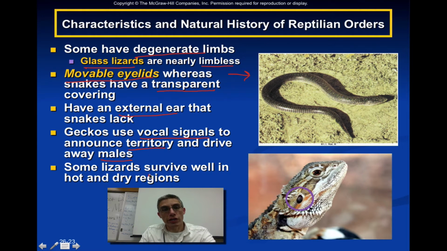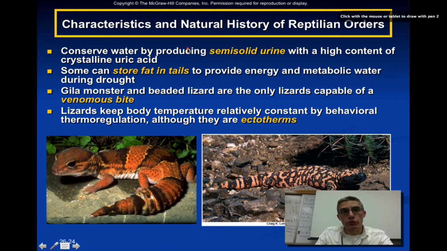Now, because of their various adaptations, some lizards survive extremely well in very hot and very dry regions of this planet. Now, one way these animals are able to survive in these hot and arid regions is that they actually conserve water, and they do this by producing a semi-solid urine. And remember, we had talked about the general characteristics of reptiles, and one of them is that they actually produce a urine that is somewhat semi-solid, and it has a very high content of crystalline uric acid.